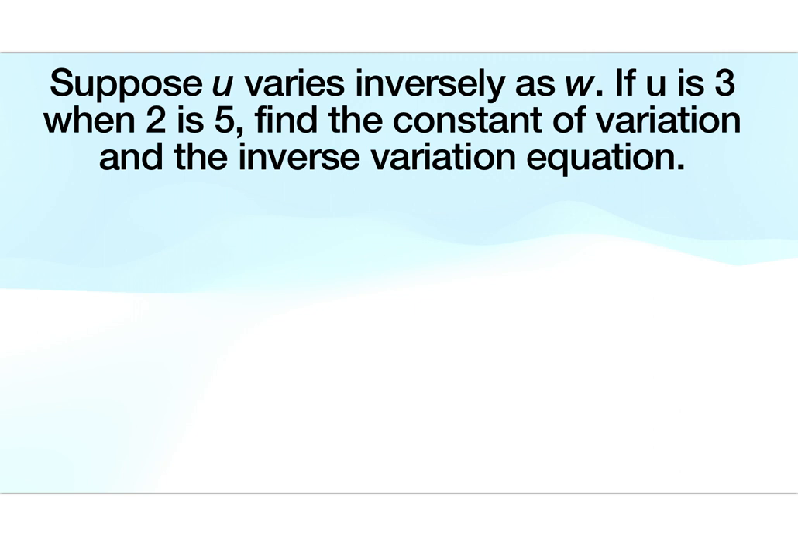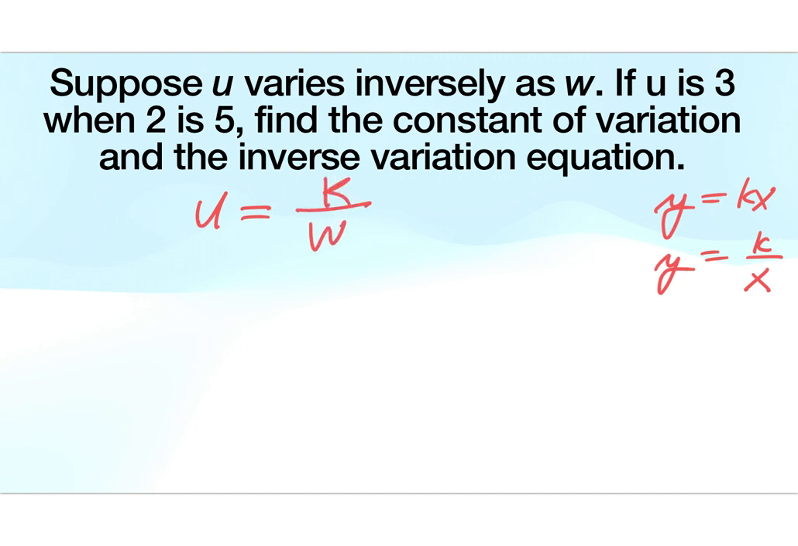Direct variation and inverse variation. Y equals kx is direct variation. Y equals k over x is inverse variation, where k would be some type of constant of variation. This says that u varies inversely as w. U, that's a mu, sorry. U varies inversely with w. And then I need to have some constant, some number. So that's the initial setup.